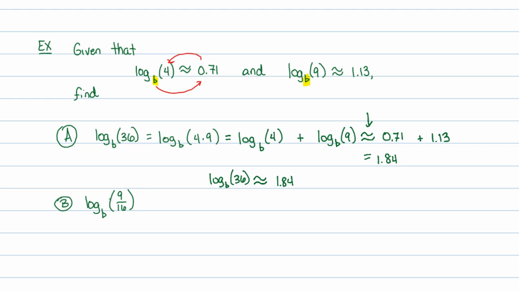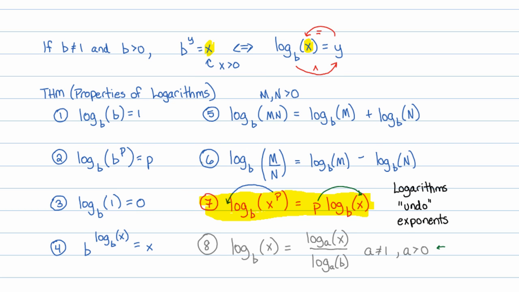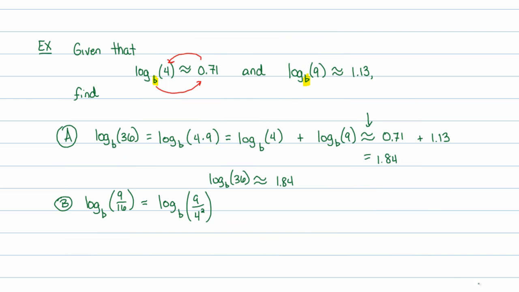Now, log base b of 9/16 is a different story. I do have a log base b of 9, but I don't have a log base b of 16. However, you could write this as log base b of 9 over 4 squared. Now we have the 9 and the 4. Remember, when you have a division going on inside a logarithm, just like this property 6, it is going to be a difference. The numerator will be the positive log, the denominator will have the minus sign in front of it, or it will be the negative logarithm.